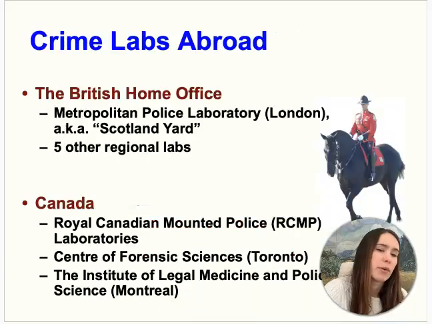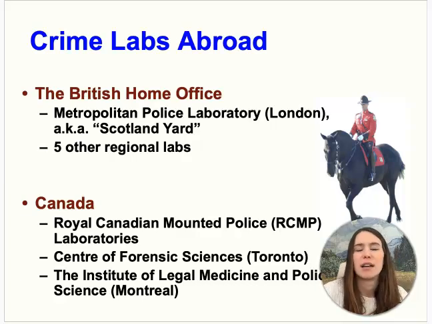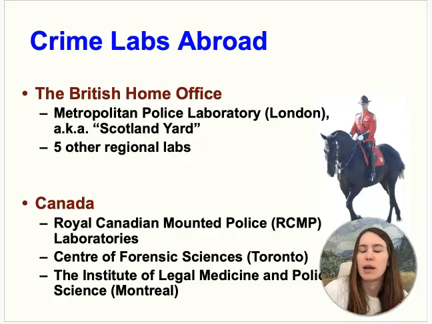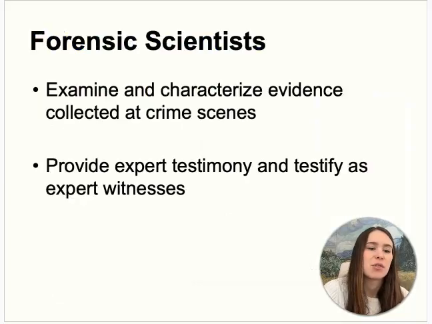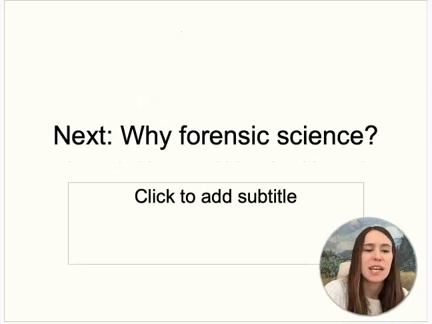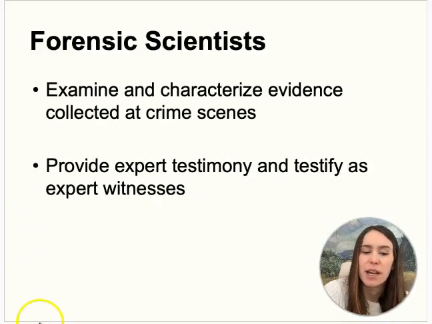And of course, abroad, there are many different crime labs as well. We say Scotland Yard because that was sort of the beginning. So England and Britain is sort of ahead of us here in the United States, but in general, there are a lot of crime labs. A lot of countries are really working through this. And so the goal of forensic science is to examine physical evidence collected, to provide expert testimony and testify as expert witnesses.